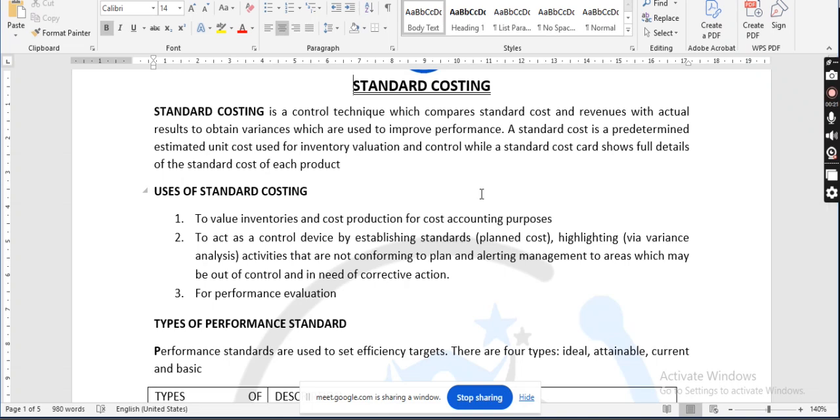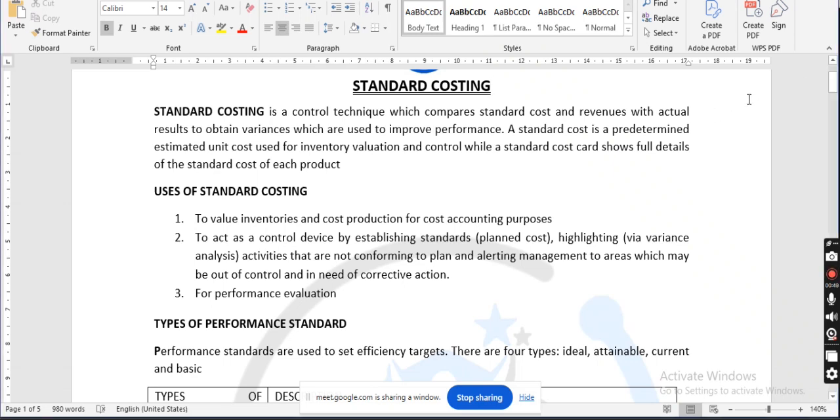standard costing, as well as the standard cost card. Now, what is standard costing? Standard costing is a control technique which compares the standard costs and the revenue with the actual results to obtain variances which are used to improve performance.